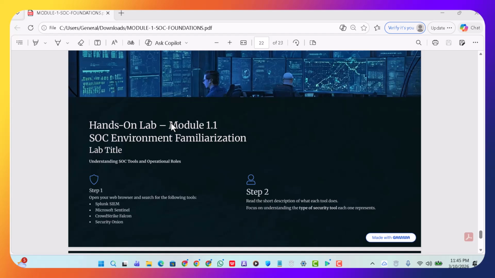This exercise focuses on tool familiarization, meaning we are learning what these tools are used for and how they fit into SOC operations. So, step one, I need you to open your web browser. I'm already in my own web browser. It could be your Google Chrome, Microsoft Edge, or Mozilla Firefox. I'll be using my Microsoft Edge. Now, search for the following SOC tools. All right, let us start with Splunk. So, I'll be searching for Splunk.com.